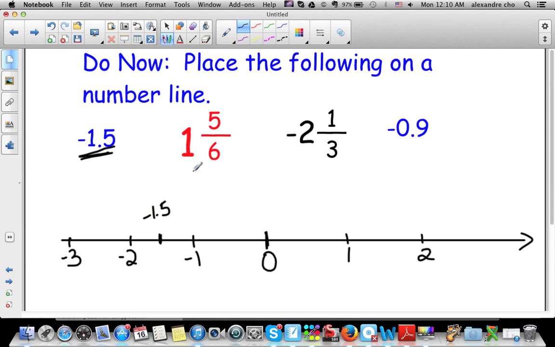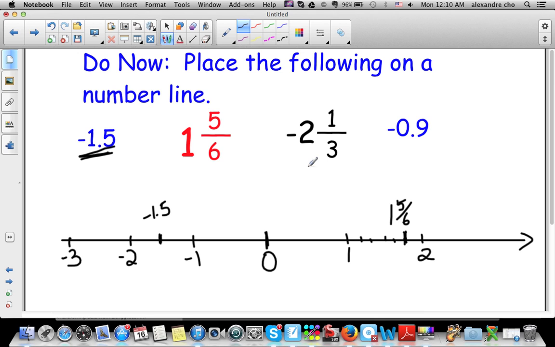Okay. Second one, 1 5/6. So you're going positive, so you're going to the right side this time. So you're taking one full step, and then you're not taking another full step, but you're taking 5/6 of a step. So imagine if the area between 1 and 2 is divided into 6 pieces. 1, 2, 3, 4, 5, and then 6. You would go 1 and 1/6, 1 and 2/6, 1 and 3/6, 1 and 4/6, 1 and 5/6. So you would land right here.